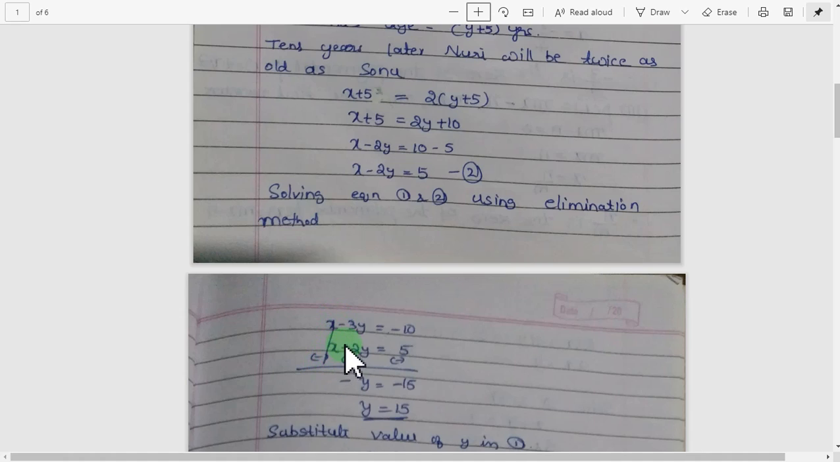This gets cancelled, and as per the sign we have to add or subtract the numbers. Here one is minus, this one is now plus, so we have to subtract. 3 minus 2 is 1. The bigger number is minus, so its sign is minus. You can write 1 or write only the variable: minus y. Minus 5 is equal to, here also both have the same sign, so we add the numbers: minus 15. Minus and minus get cancelled, so y is equal to 15.